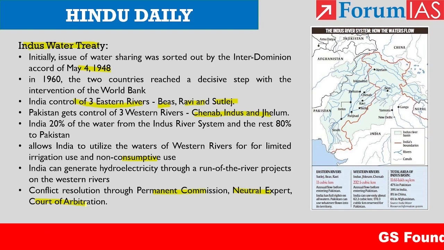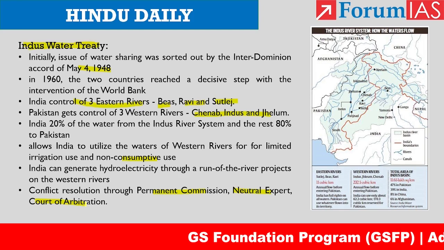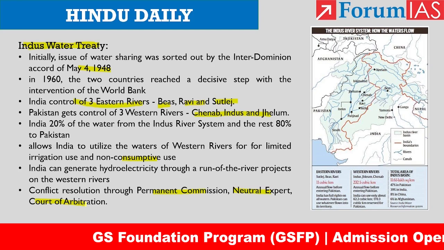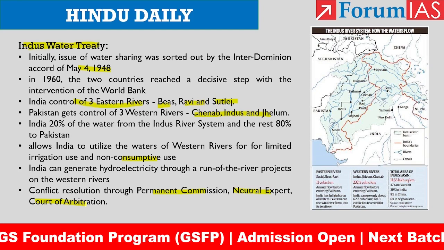So these are the 5 points which could be used in mains writing while dealing with, or as a way forward in addressing, the Indus Water Treaty issue. So that is all about the article.